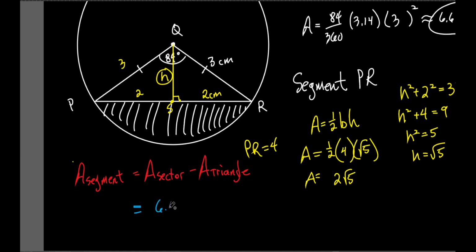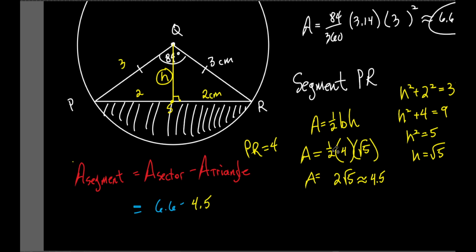6.6 minus whatever. I think this reduces to around 4.5. If you stuck that in a calculator, you would get approximately 4.5. Again, these are approximate answers, not exact answers. So it's 6.6 minus 4.5. Does the 4.5 make sense? Yeah, because it's less than the 6.6.